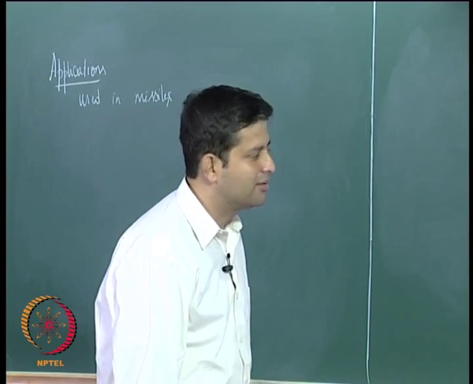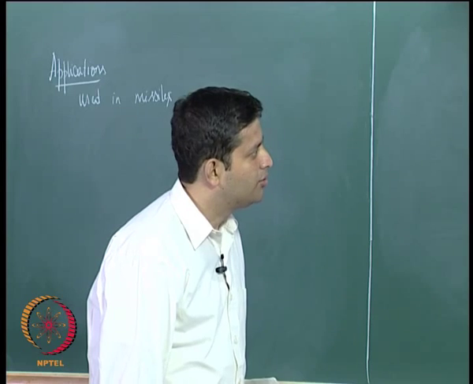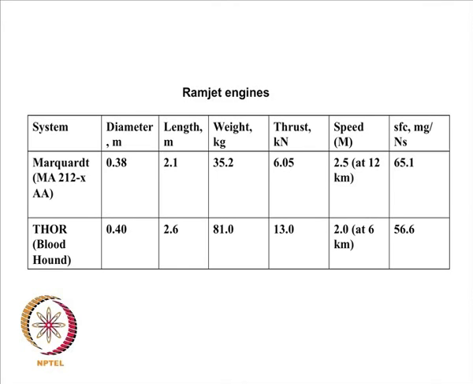I have put together some data here, wherein you see for different missiles the diameter and the weight and the thrust and the maximum speed it can go to. Some of them are plain ramjets, and the others are integral ram rockets. We will talk about what integral ram rockets are a little later in the course. The first and the last ones are ramjets, and the other two are integral ram rockets. Okay, fine.